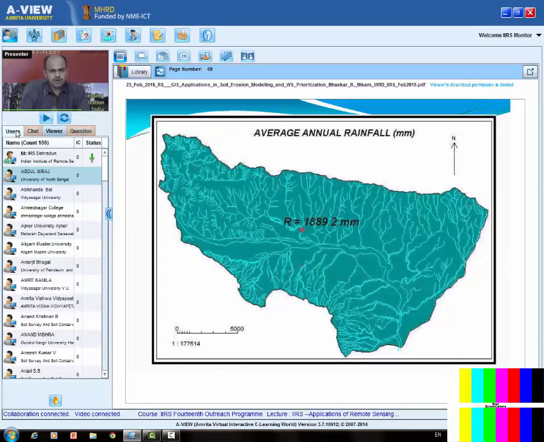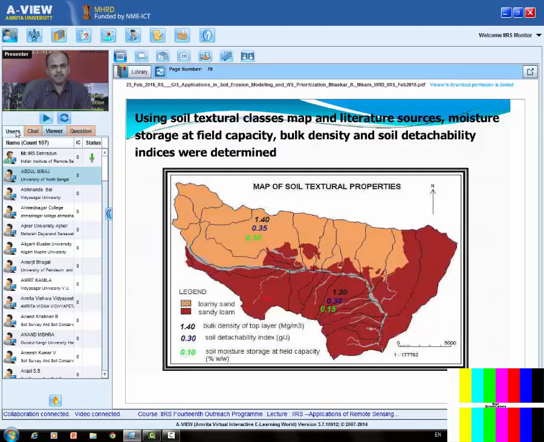From rainfall data, our annual rainfall is being, because there is only one rain gauge station, so we have assumed that for entire watershed same rainfall is applicable. Now this is a soil texture map. For this soil texture, the bulk density, the soil detachment index, the K factor, and the soil moisture storage capacity at field capacity is taken from the literature, and these are the two values. This is a soil moisture, this is MS. Sorry, this is a bulk density, and this is a K factor.